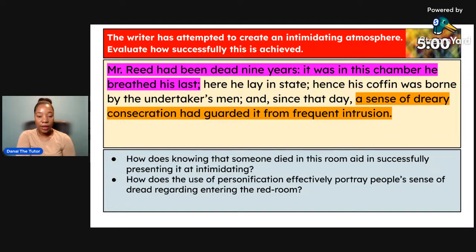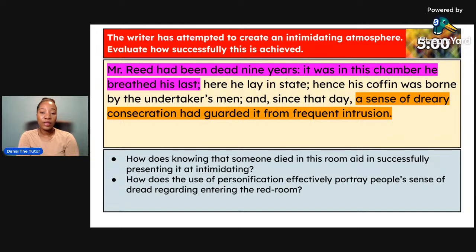Right, for this one, how does knowing that someone died in this room aid in successfully presenting it as intimidating? Again, sorry, there's a typo there, it should say as intimidating. How does the use of personification effectively portray people's sense of dread regarding entering the room? So remember, like I said before, you can talk about language and structure, but you need to use it to support an evaluation. So here, if you talk about how the use of personification is effective, it's fine because you are evaluating it, not just analyzing it.